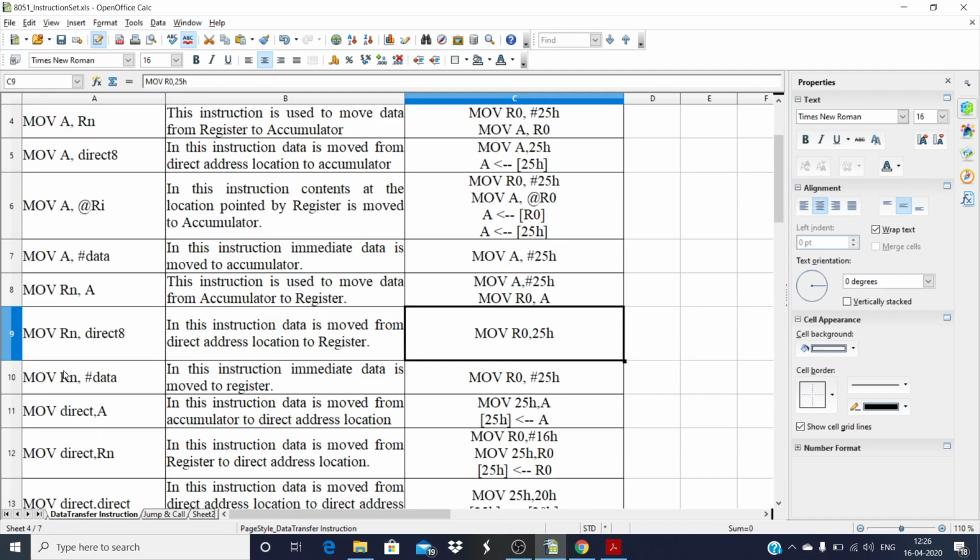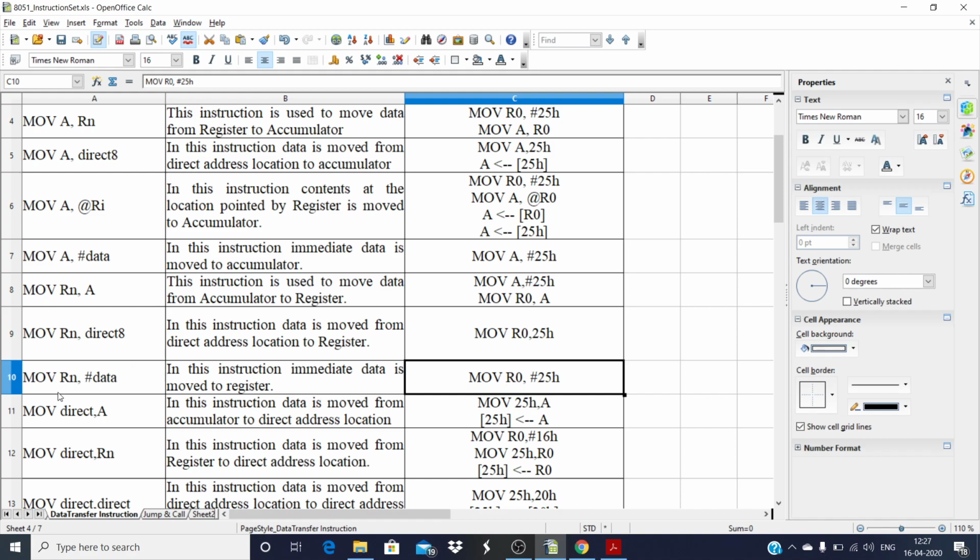Next instruction, move Rn comma hash data means immediate data will be moved to the register. For example, move R0 comma hash 25. Here the immediate value 25 will be moved to the register R0.